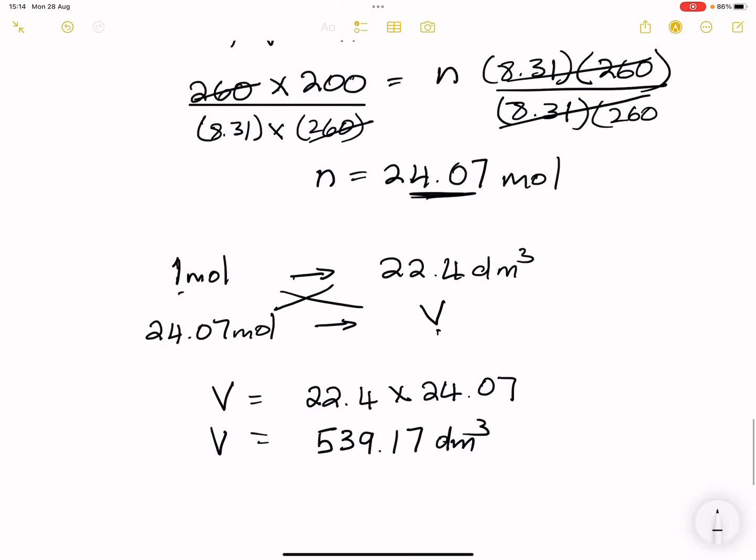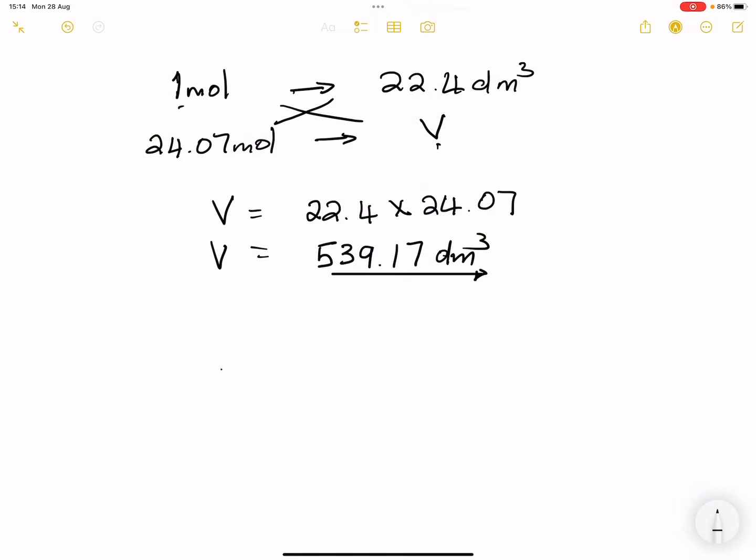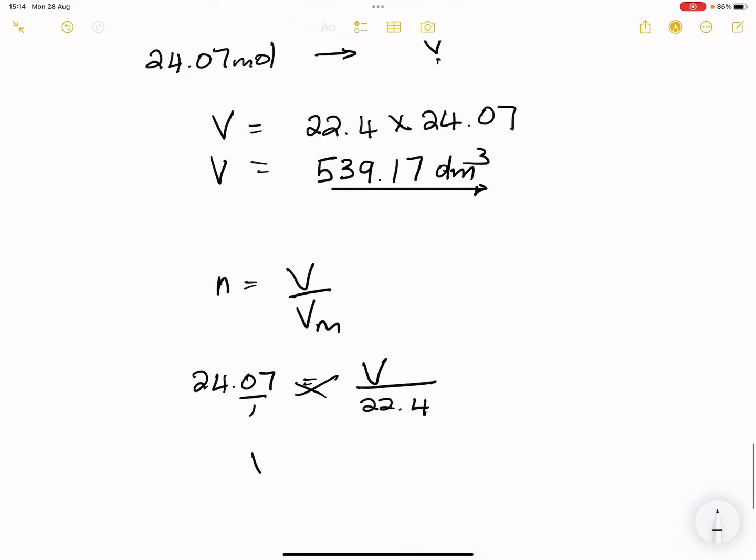Ladies and gents, we are going to keep looking at some examples. For now, I want to leave it here. But before I leave this, remember what you also could have done is use this equation: number of moles is volume divided by molar volume. We know the number of moles was 24.07. We are looking for the volume, and we know the molar volume at STP is 22.4. If we cross multiply, V is equal to 22.4 times 24.07, which gives the same answer, 539.17 cubic decimeters.